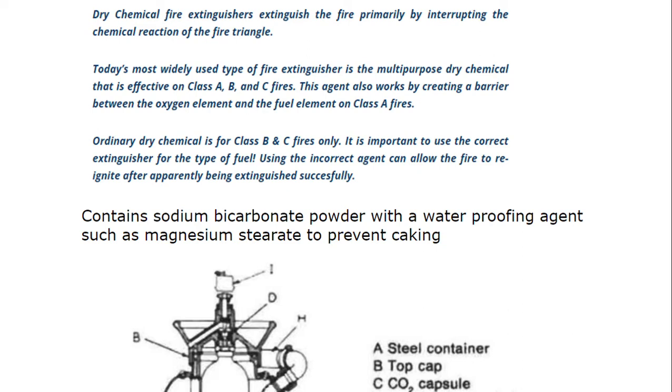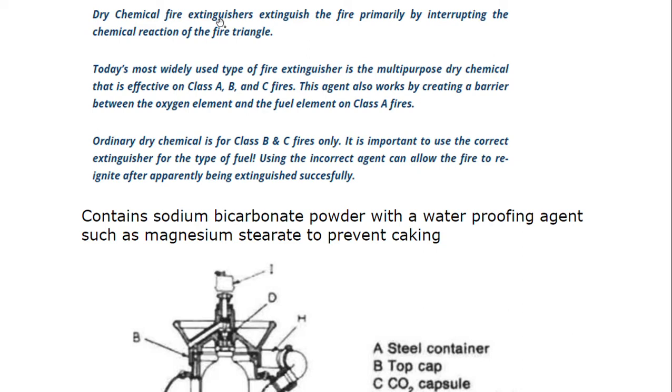Now, today's most widely used type of fire extinguisher is the multi-purpose dry chemical, which is effective on almost all the classes of fire. Except for kitchen oil fires, on all the rest this DCP is very much active. We can use it on all classes of fire. This agent also works by creating a barrier between the oxygen element and the fuel element on a class A fire. So it acts as a barrier.